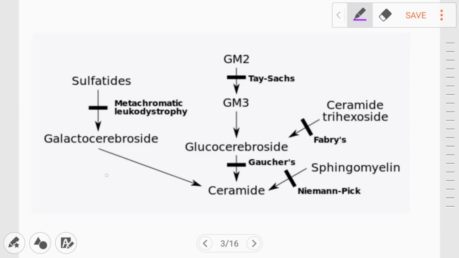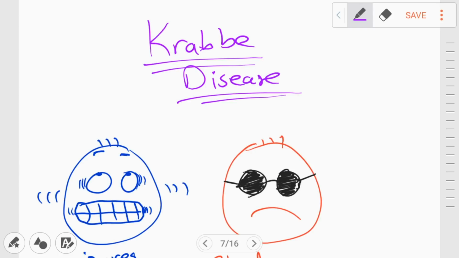Krabbe's disease is not mentioned on this diagram, but the pathway which is affected is mentioned on this diagram. Can you guess where it is? It is this pathway. It is the changing of galactocerebroside to ceramide which is affected in Krabbe's disease. And so you end up with accumulation of increased galactocerebroside in your body. So now we'll talk about the clinical features of Krabbe disease.